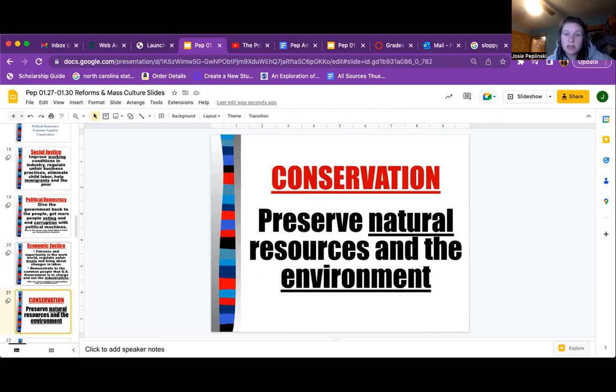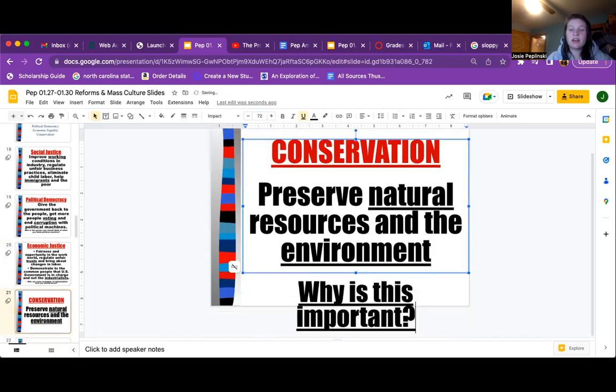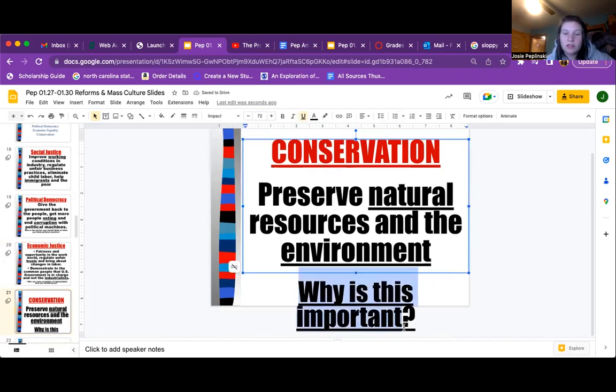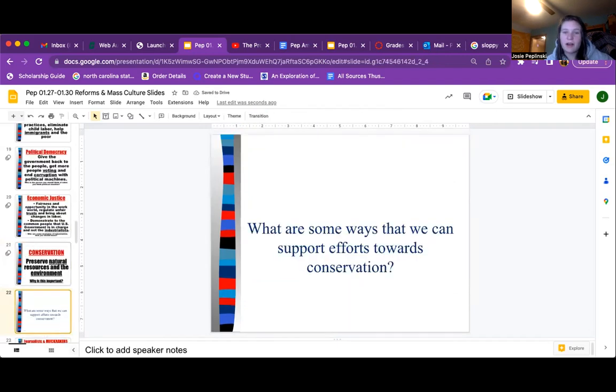Conservation includes preserving natural resources and the environment. Why is this important? Because during this time, pollution is becoming widespread. So they do not want pollution to continue spreading. They're trying to create some kind of regulation here to make sure that the earth is taken care of.